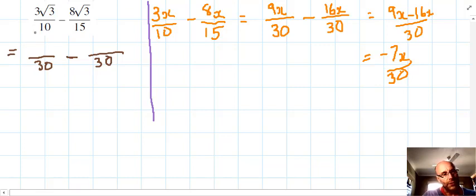So to go from 10 to 30, we've multiplied the denominator by 3. We must multiply the numerator by 3. 3 root 3 times 3 is 9 root 3. Second term, 15 goes to 30 multiplied by 2, so we must multiply the top, the numerator, by 2. 8 times 2 is 16, lots of root 3. And again, 9 take 16 is negative 7 lots of root 3 over 30. Voila!